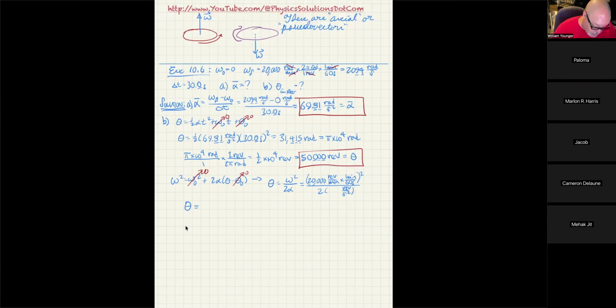So 333.33 divided by 30 is going to give me 11.11. So that's what I really have to divide by. Hopefully this will work out. Anyways, let's check it out. So I'm taking 20,000 divided by 60. That gives me the 333.33. I'm squaring that, and then I'm dividing that by parentheses 2 times 11.11, which is extra sig figs. And sure enough, I get 5,000 revolutions.